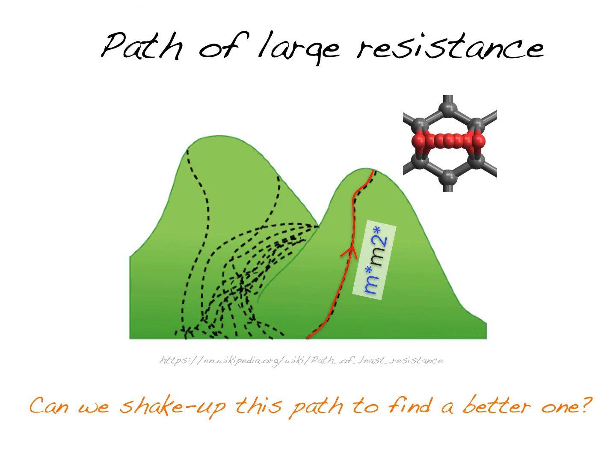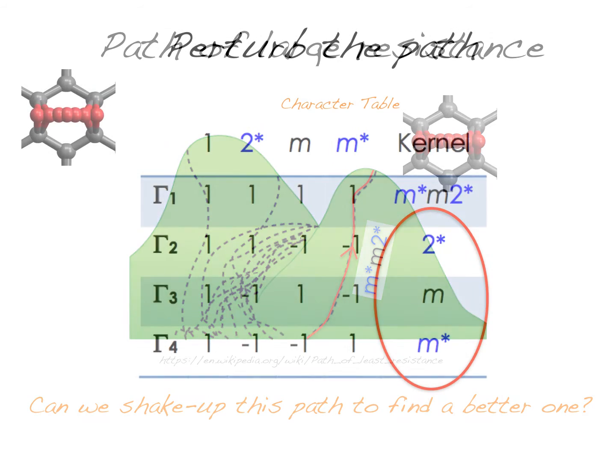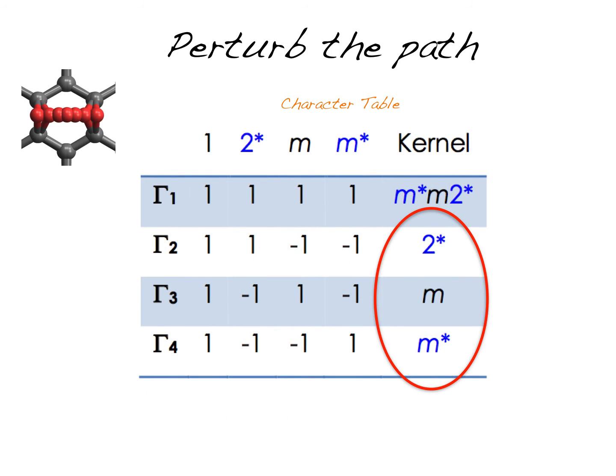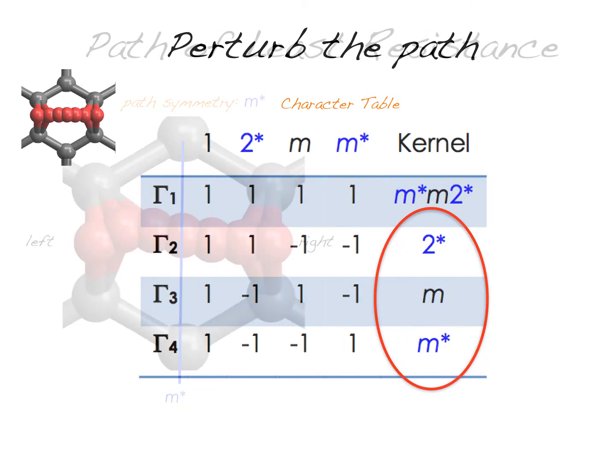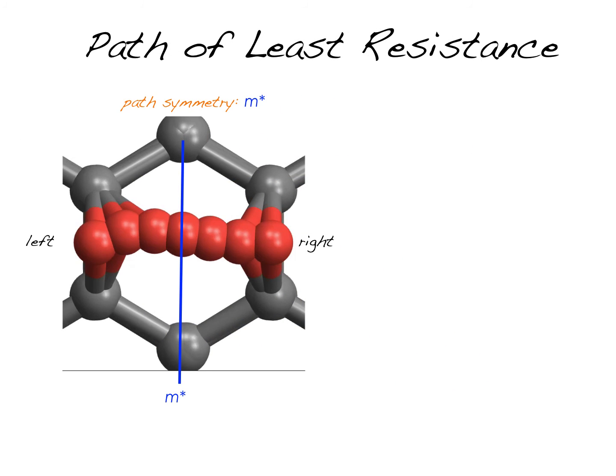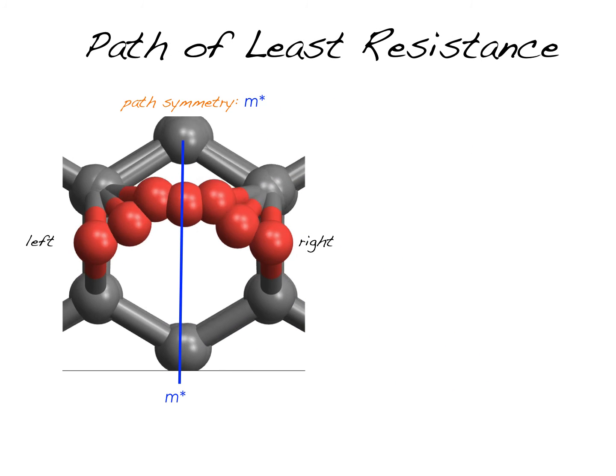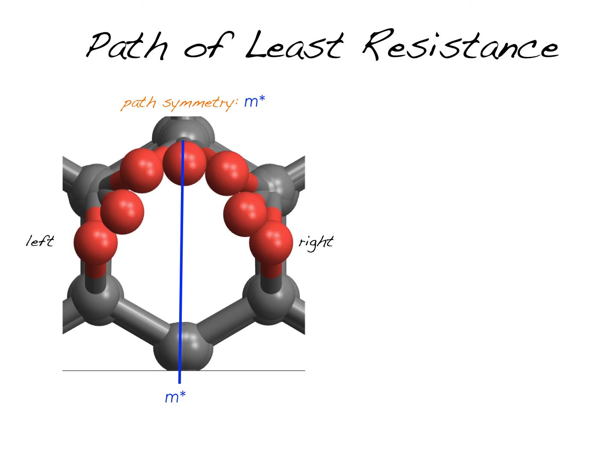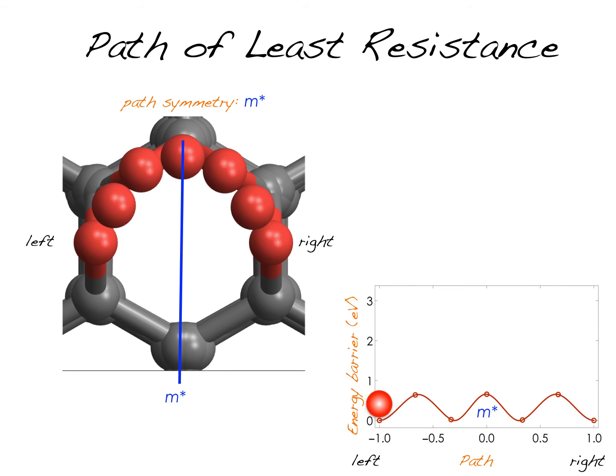Can we shake up this path to find a better path with lower energy? It turns out that there are only 3 possible unique ways to perturb or shake up the M star M2 star path. These are shown in the red oval. A perturbation of the path leads to a new path with M star symmetry, where oxygen goes around the carbon ring instead of across it. The overall energy is significantly lower for the M star path as compared with the straight line path.